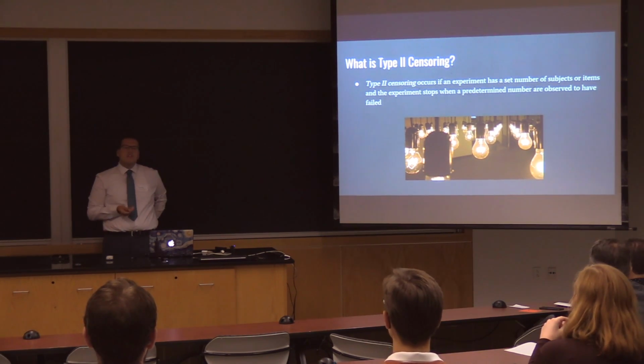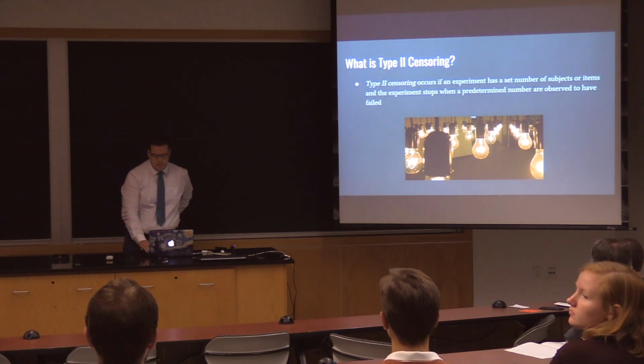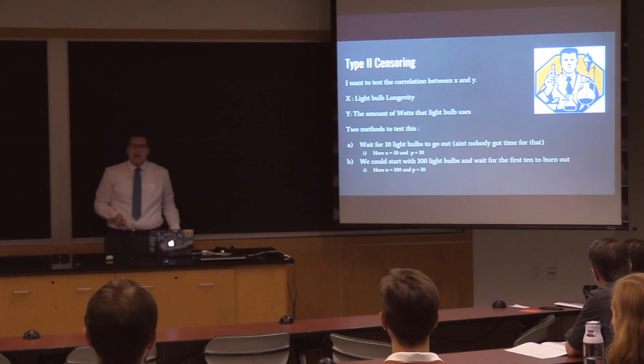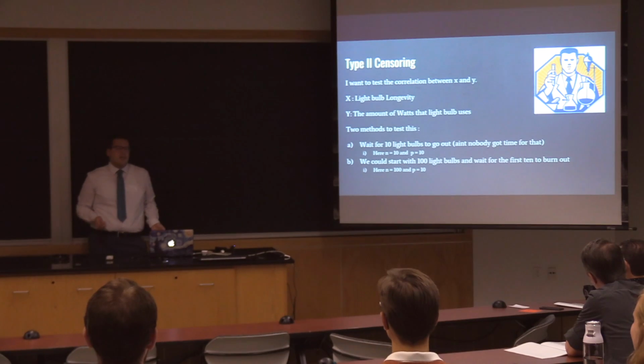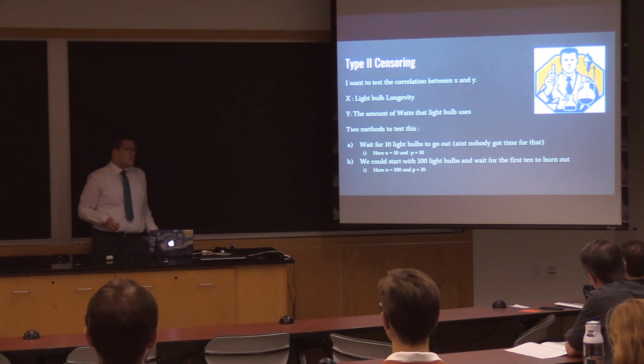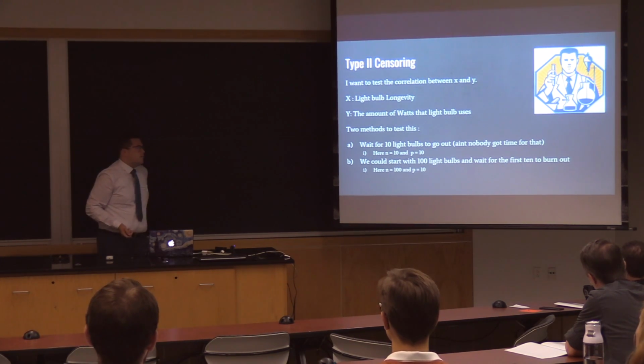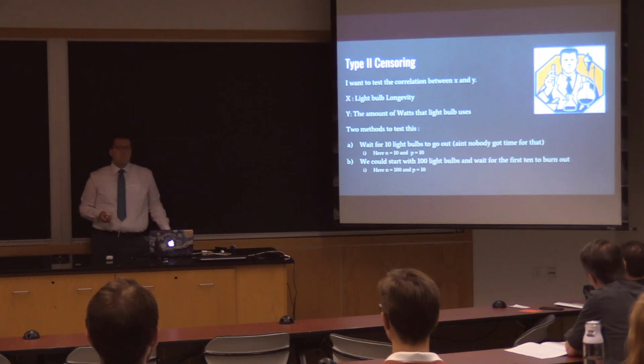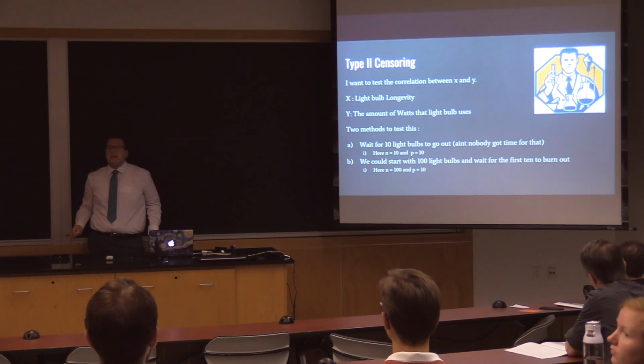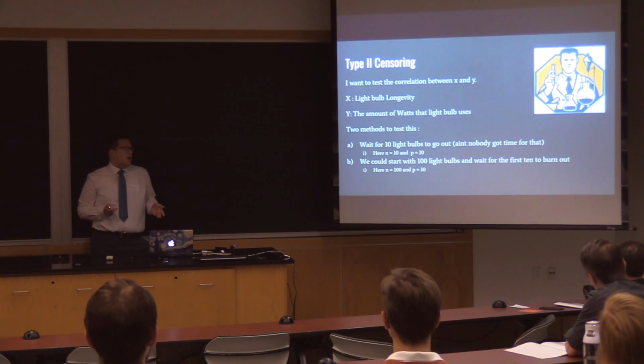To give you a better understanding of what type 2 censoring is, let's pretend I am a head researcher at General Electric, and my specialty is within testing light bulbs. And right now I want to test the correlation between X and Y, X being the light bulb's longevity, and Y being the amount of watts that the light bulb uses. So there's two ways that I can test this theory, or test the correlation.